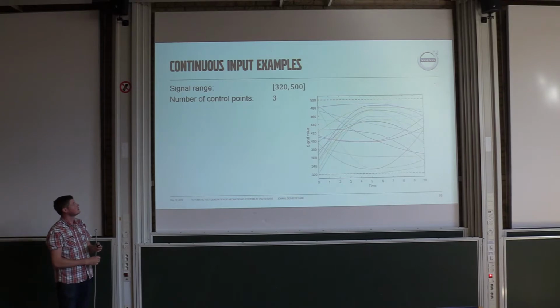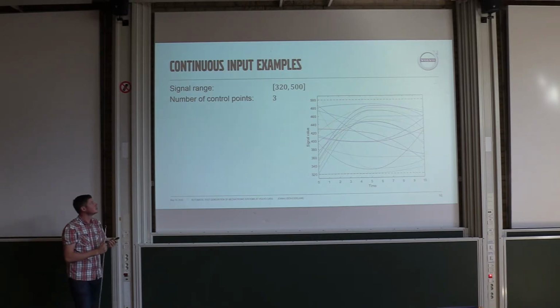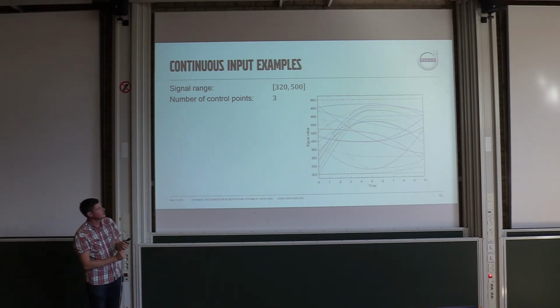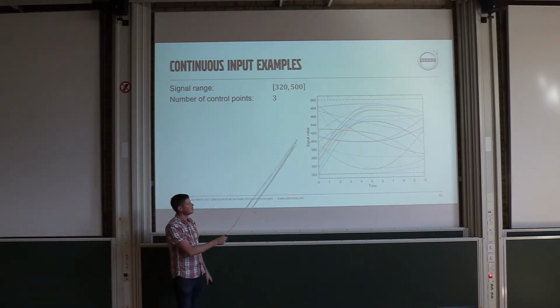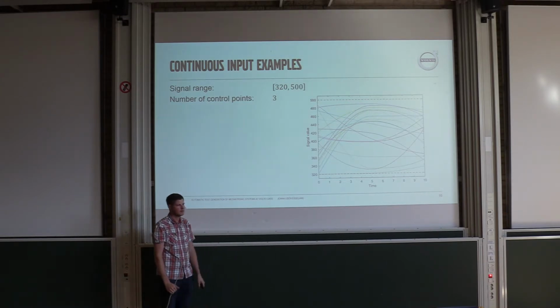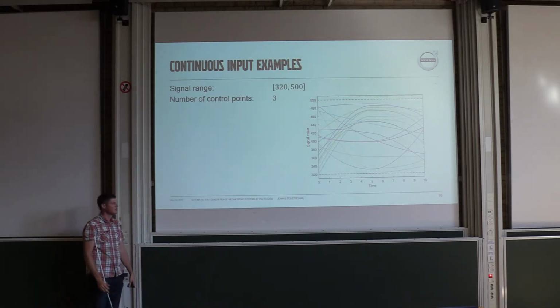So here are some examples. I think this is an image of 20 different input trajectories generated, just using 3 control points for each. The signal range here seems to be between 320 and 500. So then you can see you can get a lot of different behavior for the signals by just using 3 numbers to characterize them, which is the point.